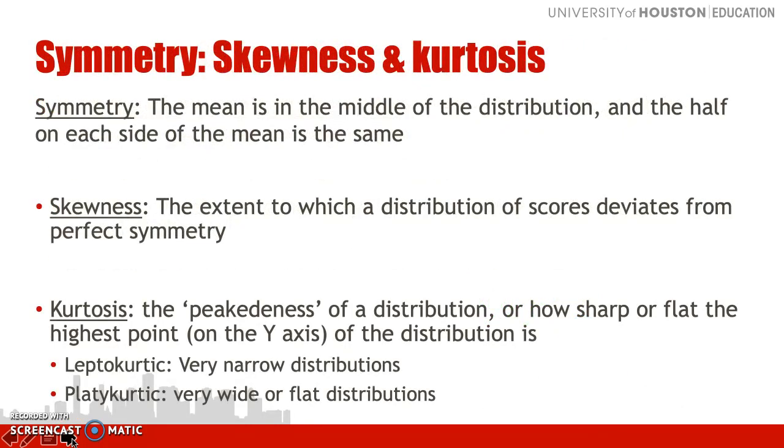Continuing with symmetry, we have measures for how to know how symmetrical the distribution is or how not symmetrical it is. So for example, our distribution can be skewed. So we have this measure called skewness, and it is of course the extent to which a distribution deviates from perfect symmetry. So it's pulled in one direction or the other. And then kurtosis refers to how pointy the distribution is, or conversely, how flat it is. And there's two different kinds of kurtosis, and I will show you what those look like.